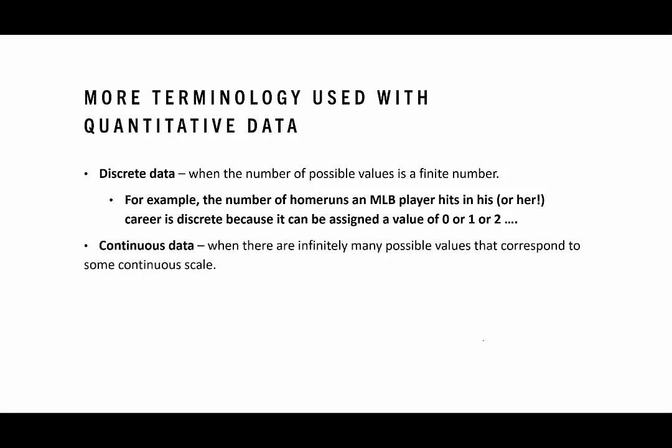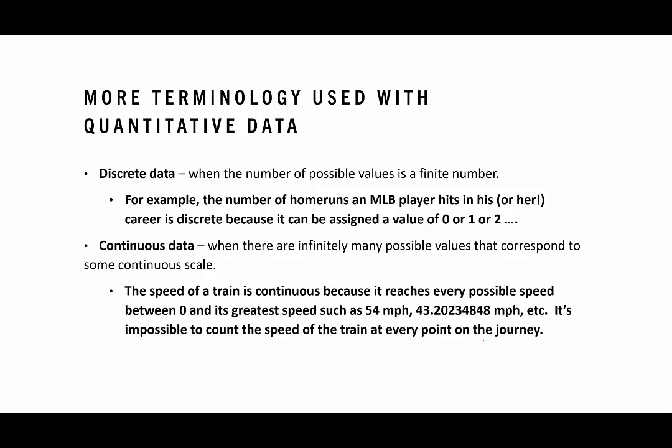Versus continuous data. This is where there are infinitely many possible values that correspond to some continuous scale. So the speed of a train is continuous because it reaches every possible speed between 0 and its greatest speed, such as 54 miles per hour, 43.202348848 miles per hour, etc. It's impossible to count the speeds of a train at every point on the journey.